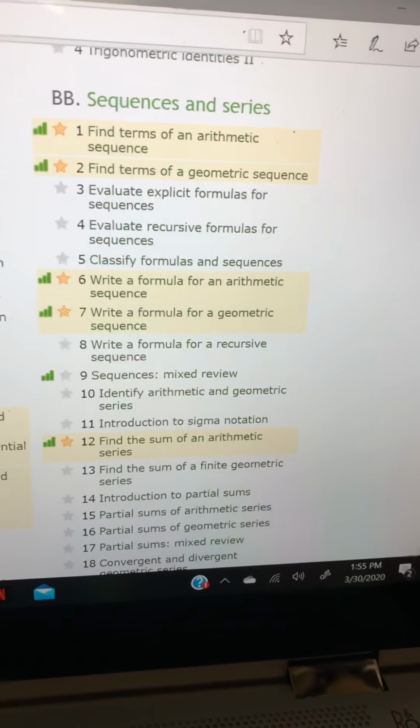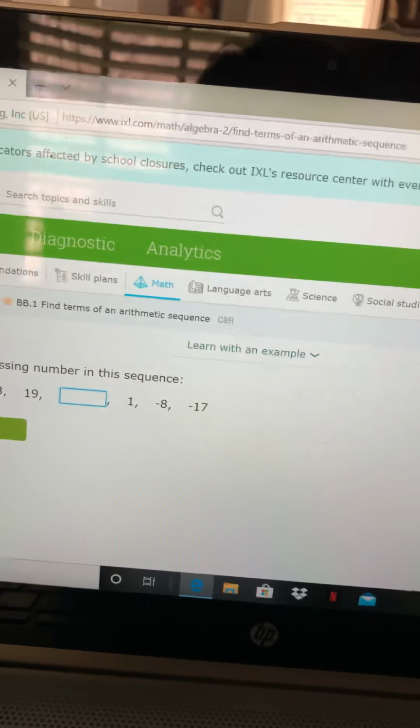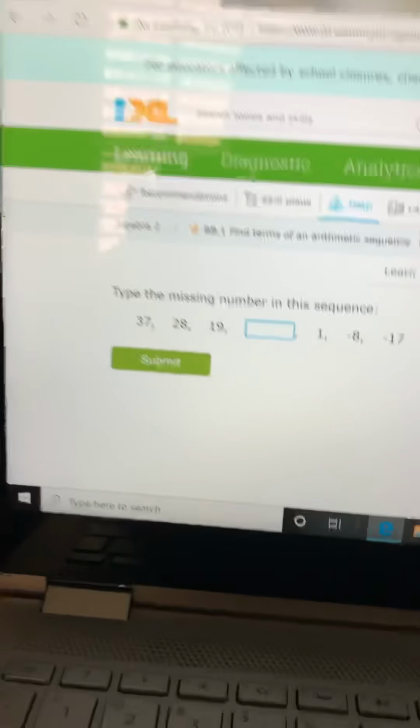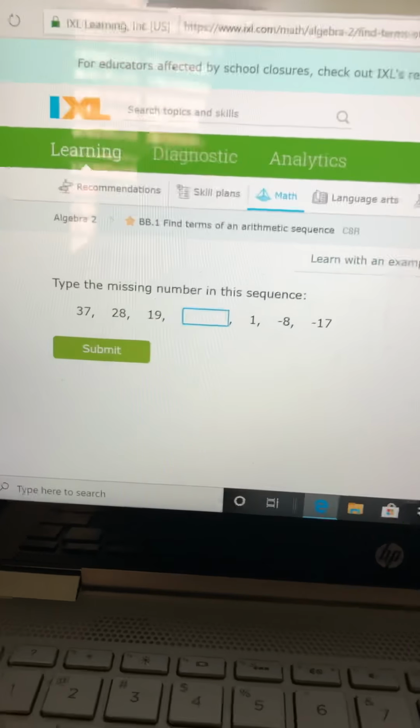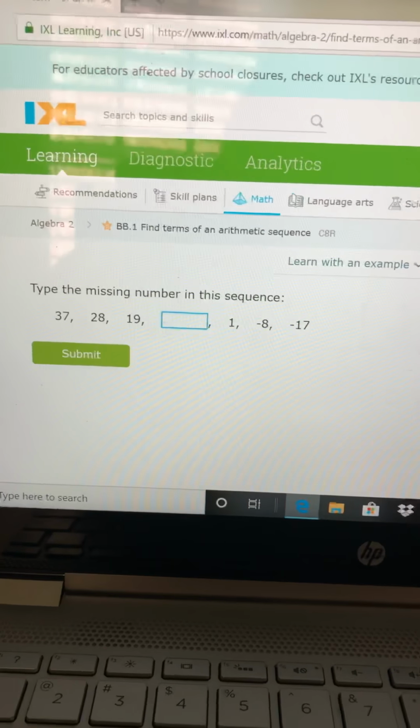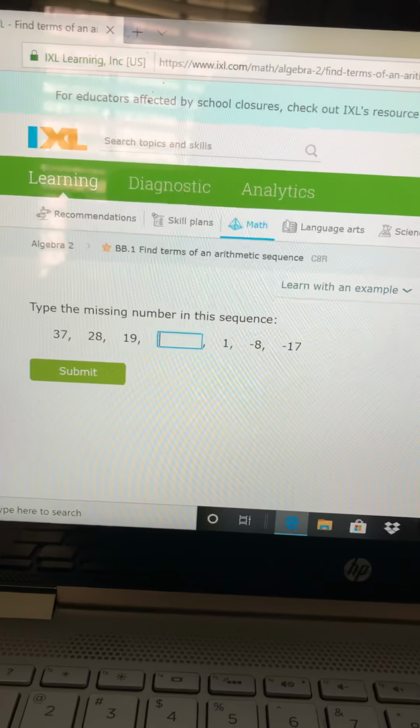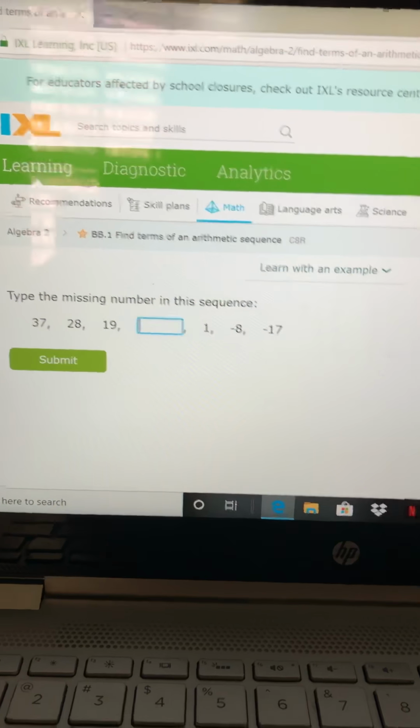So we're going to look at BB1. It's under Algebra 2. For Dakota and anyone else whose IXL isn't letting you click on the grade, it's letter M. If your IXL is messing up and won't let you click on Algebra 2, then click on letter M.